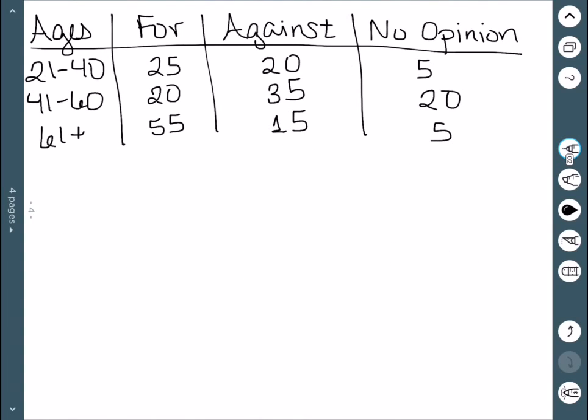Let's assume we're polling people over a new bill that we want to get passed, and we're going to look at their age groups. Here I have people divided up into 3 age groups, 21 to 40, 41 to 60, and 61 and over. And I have them broken up into 3 categories: those that are for our bill, those that are against, and those that have no opinion. This is known as a two-way table. It can be very helpful for probabilities.